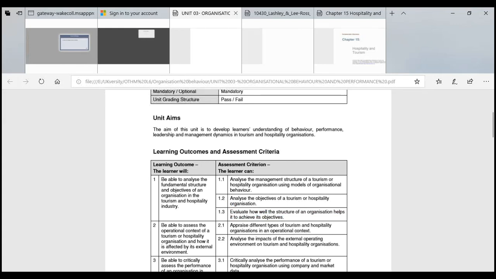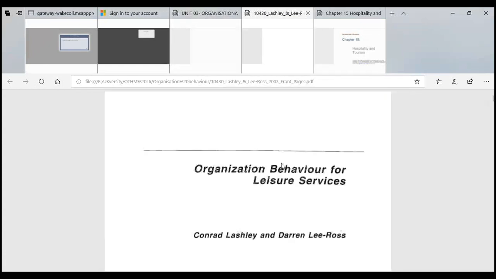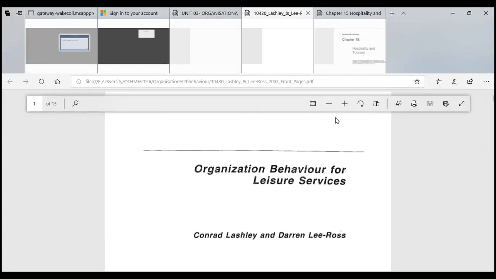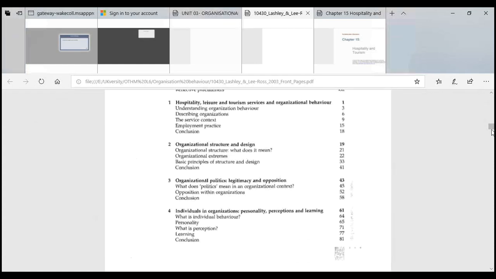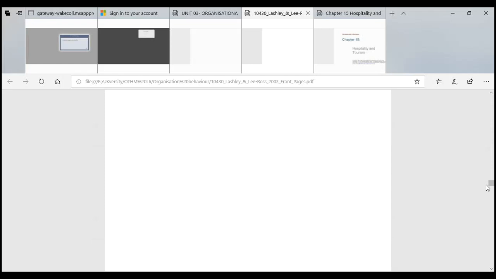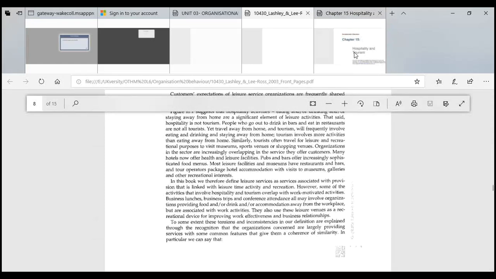So what I'm going to do is send you, and I'll upload as well on Moodle, a resource. I think maybe you can see it now. This is all about organization behavior for leisure services organizations. It is good to be read. We have a few chapters there, but you can just go through the basics of organization.